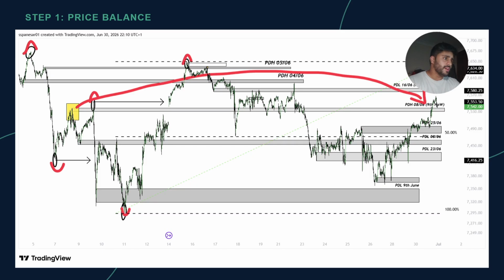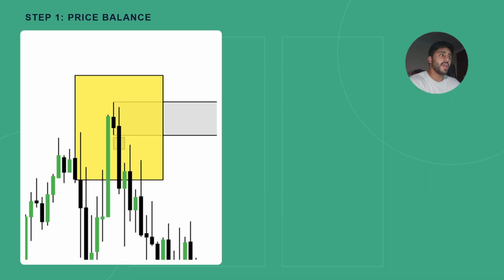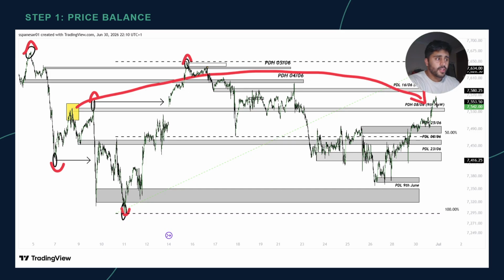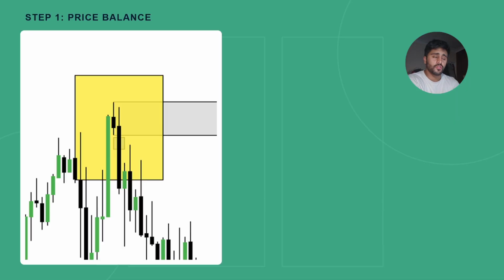All right, so I've had lots of questions about how I find my price imbalances. So I'm going to break down how I found this price imbalance. This was the key level, which was formed on the 8th of June, 2026. Now, I took the trade on the 30th of June, and I'm going to explain why that yellow box was such a good key level.